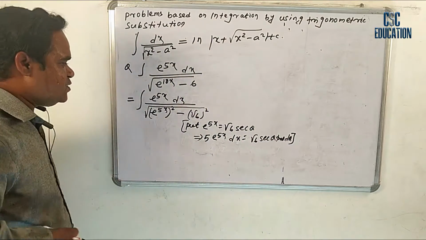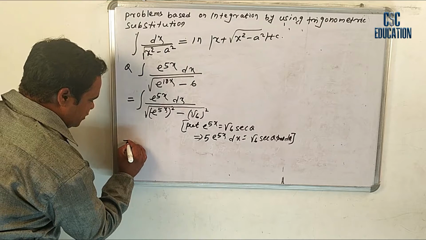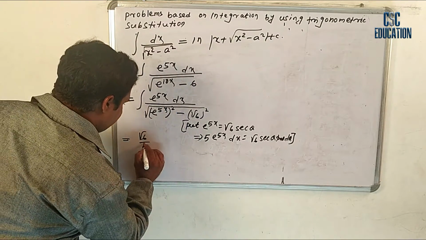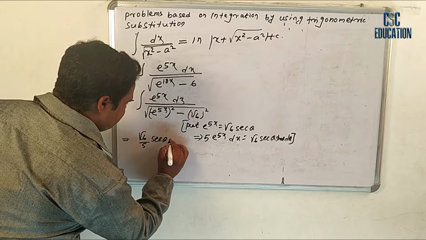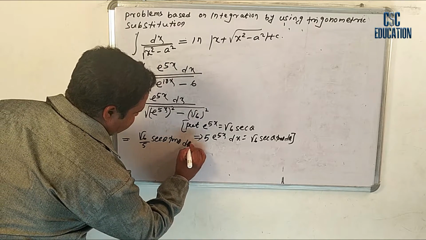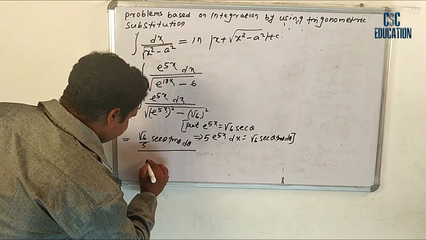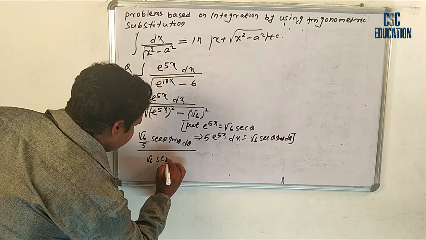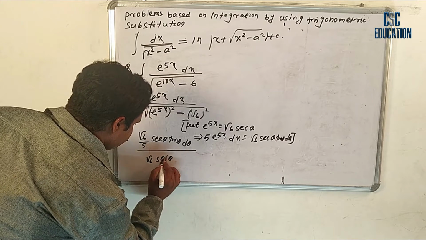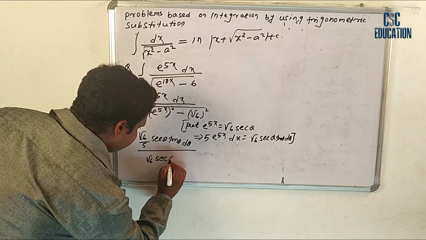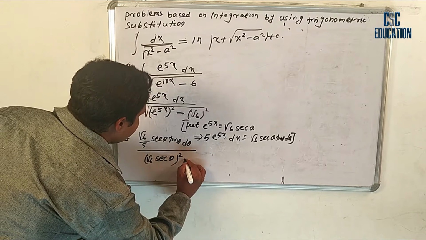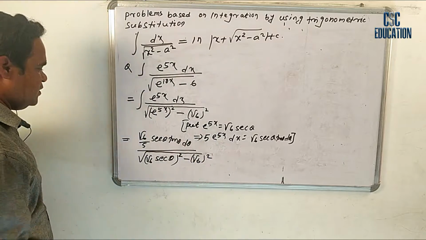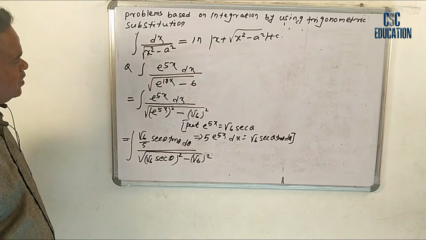Okay. Now substitute this value in this part. The value is now the integral of root 6 divided by 5, sec theta tan theta d theta, whole divided by the square root of (root 6 sec theta) whole square minus (root 6) whole square, of the integration.